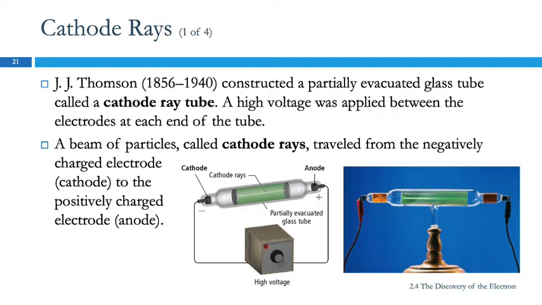So those cathode rays were composed of particles, and they always traveled from the negative end, the cathode, to the positive end, the anode. And since they came from the negative end, they came from the cathode, they're called cathode rays.